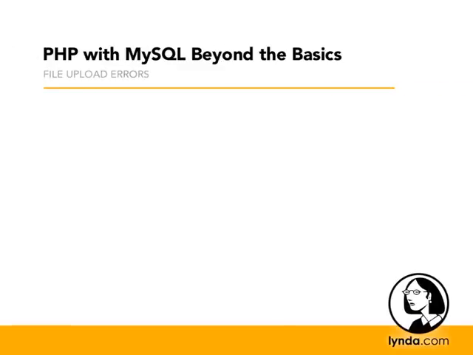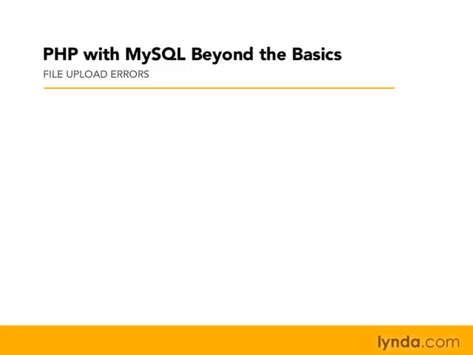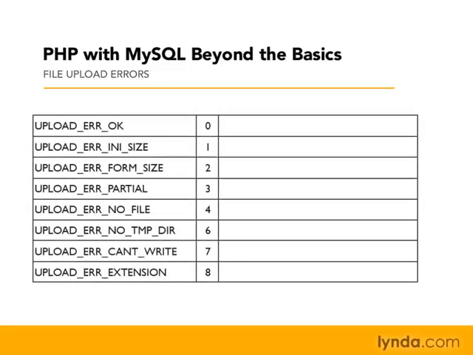Now in the last movie, we saw how one of the values inside that $_FILES superglobal array is the error code that gets returned. In this movie, I want to take a closer look at the possible error codes you could get back and talk about how to handle them effectively. First, let's look at the list. There are 8 possible errors that we could get back.